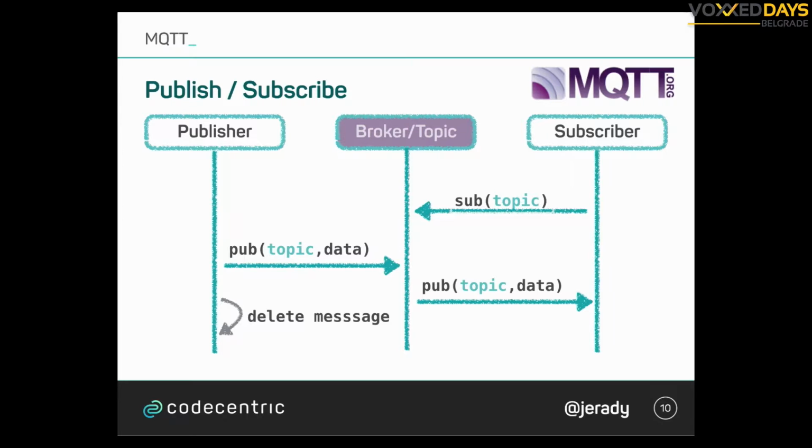So there's a subscriber who tells the broker, I'm interested in messages sent to this certain topic. The subscriber is subscribed and known by the broker, and if there is a publisher publishing any data to this topic, all subscribers will be informed by receiving that message which was published before.